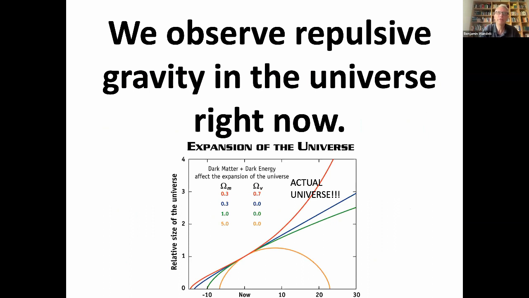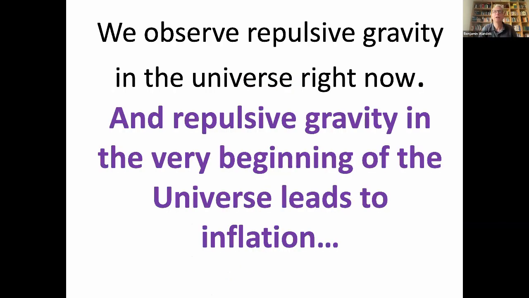All right, so now the finale. We observe repulsive gravity in the universe right now. This is not Ben Wandelt having flights of fantasy. It's a Nobel Prize winning discovery that the universe is accelerating its expansion. And if it has anything to do with dark energy, like I just explained, or dark tension, as I like to call it, then we're looking at the action, the effect of repulsive gravity. And repulsive gravity in the very beginning of the universe leads to something called inflation.